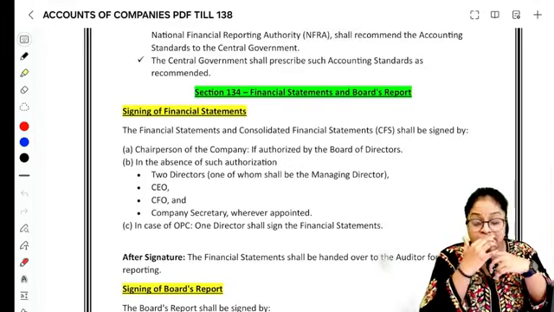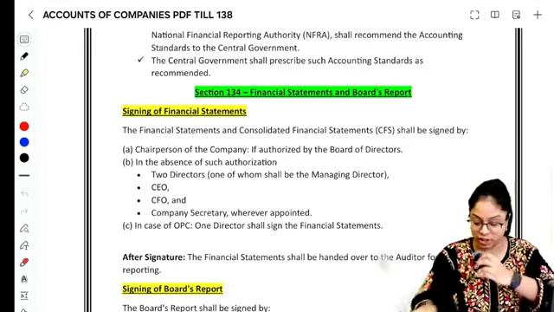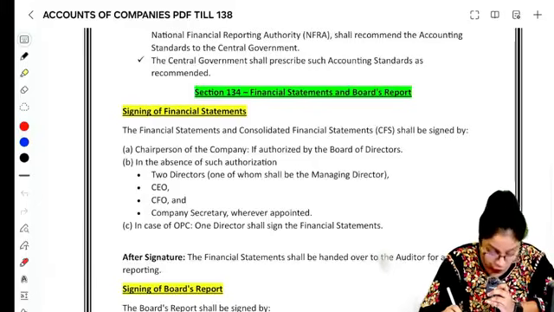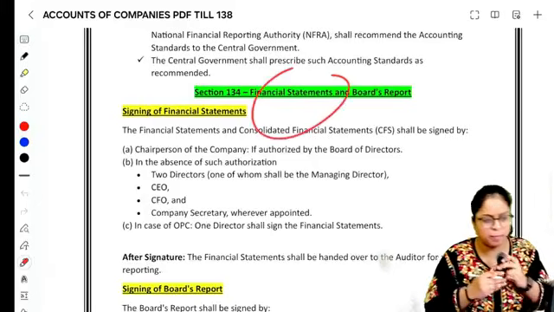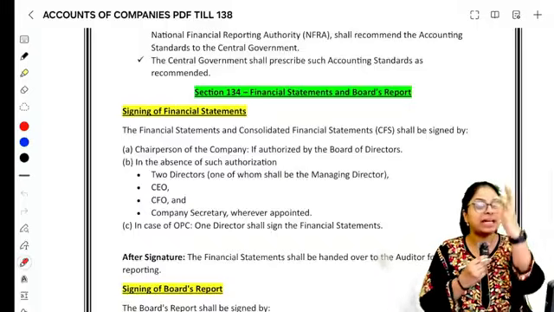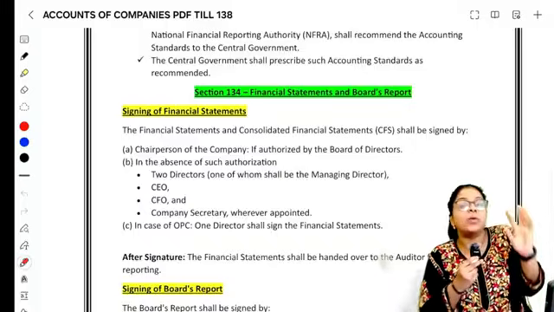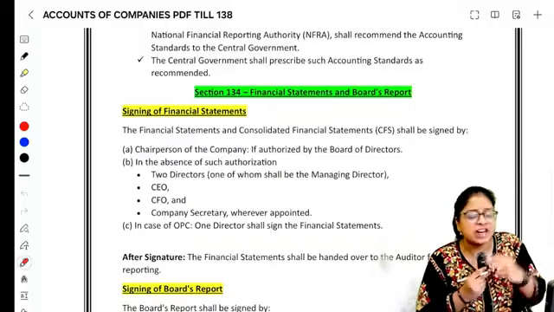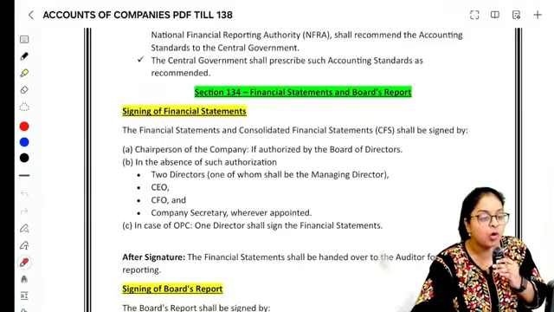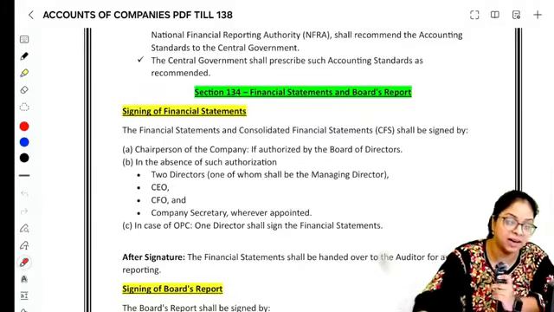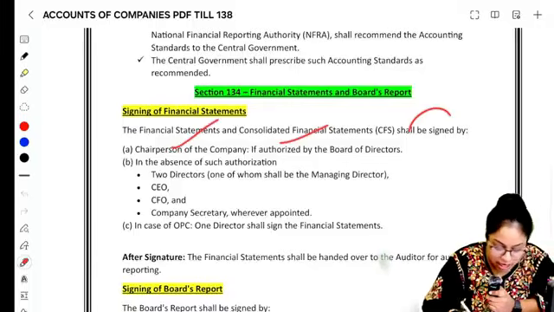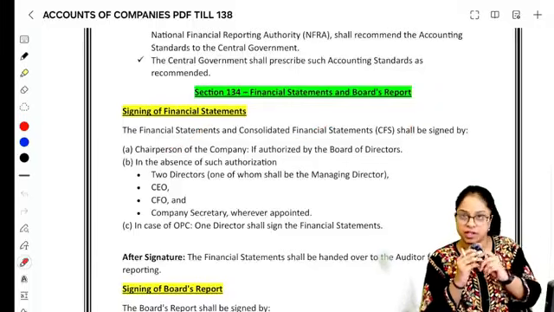So hello everybody, now let's continue with our next section, which is section number 134, which talks about financial statements and board reports. In this section there are many topics, but from the examination point of view, the important thing for us as professionals is: who is supposed to sign these financial reports? The financial statements and consolidated financial statements shall be signed by the chairperson of the company.